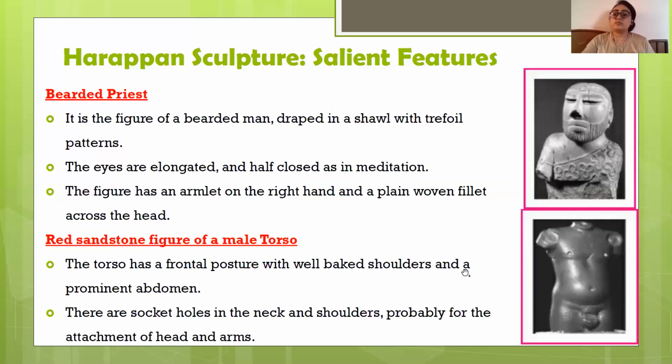So like when you buy dolls from the market, Barbie dolls, wherein you can remove the hands, you can remove the head of the doll, then again you can join it. Sockets are provided inside the dolls, right? Same in this sculpture, the same way sockets are provided, wherein the head can be attached, the hands can be attached. Okay, so this is the red sandstone figure of a male torso. Red sandstone has been used in making this sculpture.